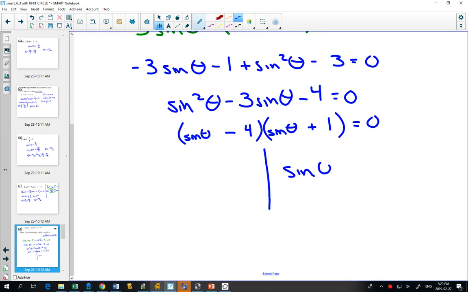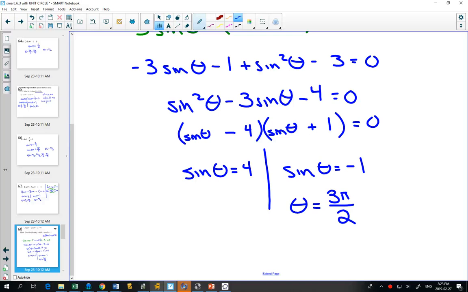Now, sine of theta equals negative 1 is on your unit circle, but sine of theta equals 4 is not. So let's do the one that is. When is your y-coordinate negative 1? 3 pi over 2. Good. And so your y-coordinate is never 4 on your unit circle.